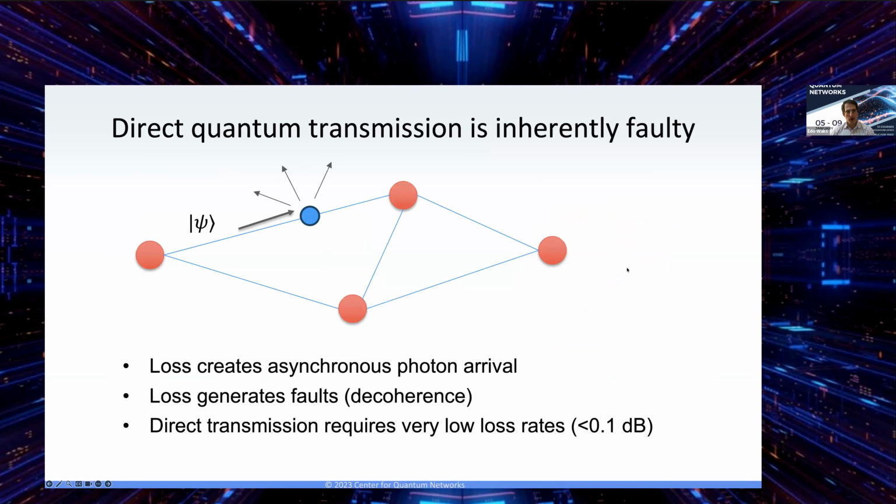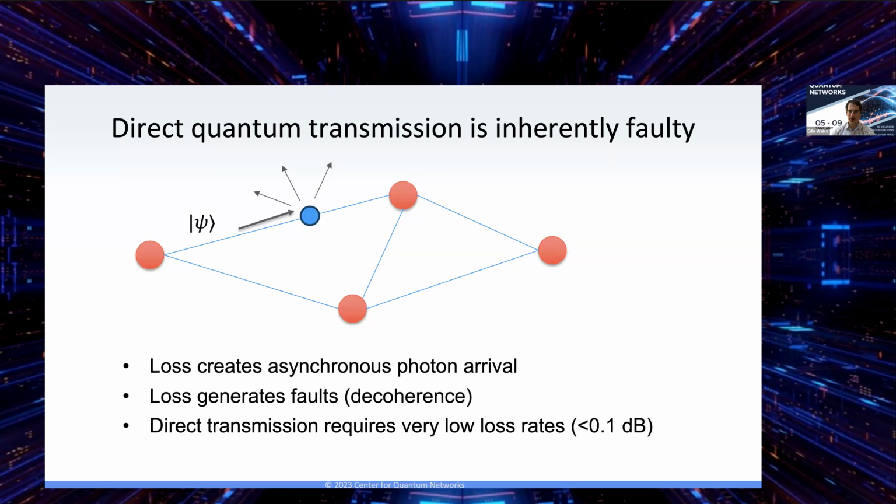So one way that a quantum network can distribute qubits is simply by direct transmission. For example, you take a photon that has a qubit encoded in it and you try to send it over an optical fiber to an adjacent node, but that runs into inherent fundamental limits. In all long-distance quantum networks, loss can be quite substantial. And loss creates asynchronous photon arrival. So it means that the arrival times of different bits is no longer deterministic.